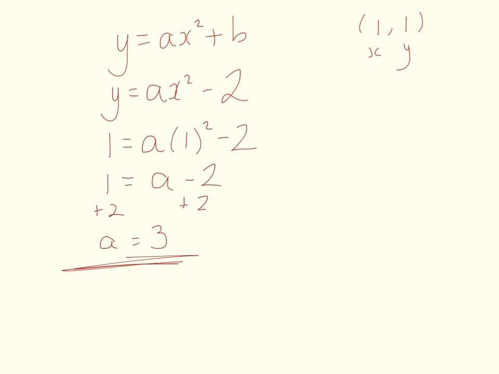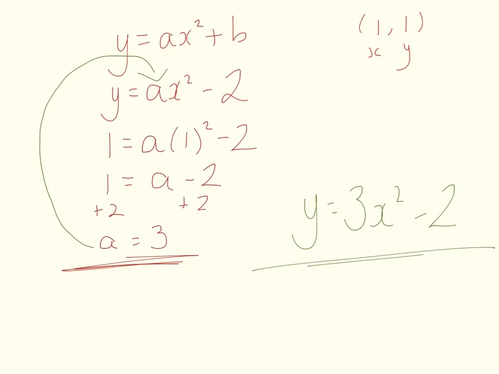So I've now found out my value for a. So all I need to do now is substitute it into here for my final answer. So my final answer would be y equals 3x squared take away 2. If you are given an additional point on your parabola, you would tend to need to substitute in. If you're not, and it's just like a vertical or horizontal shift, you can just take a wee note of that straight away.